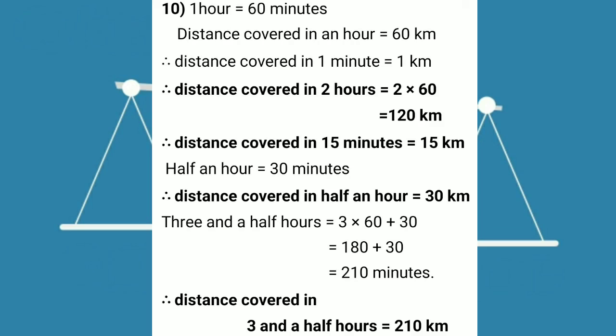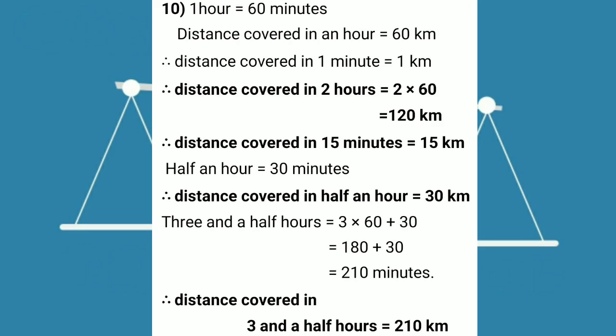Now, if the distance covered in 1 minute is 1 kilometer, what will be the distance covered in 2 hours? Now, 2 hours will be 2 multiplied by 60, that is 120 minutes. So, in 2 hours, how much distance will be covered? 120 kilometer distance will be covered. How much distance will be covered in 15 minutes? 15 kilometer. Next question is how much distance will be covered in half an hour. Now how much time is half an hour? Half an hour is equal to 30 minutes. Therefore distance covered in half an hour, that is 30 minutes, will be 30 kilometer.